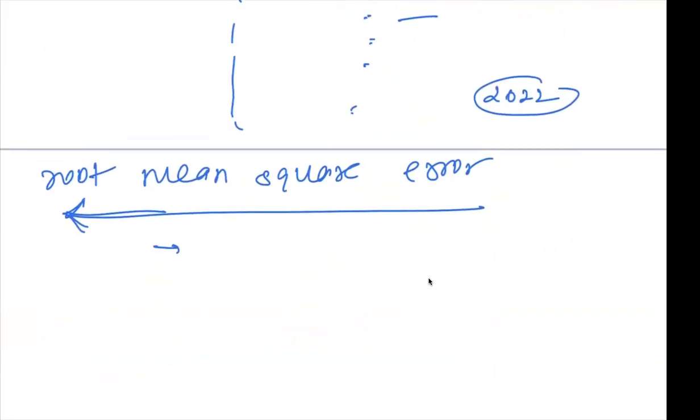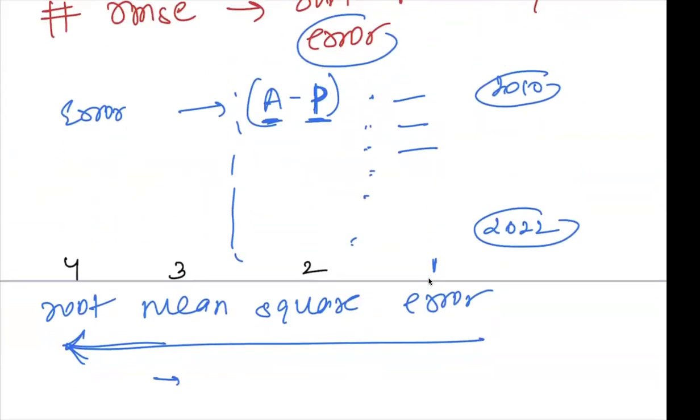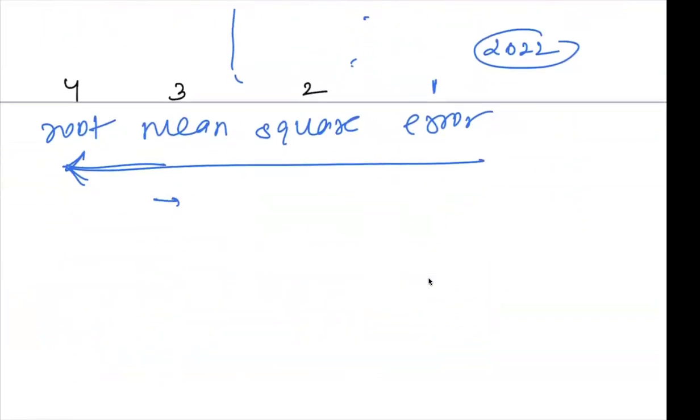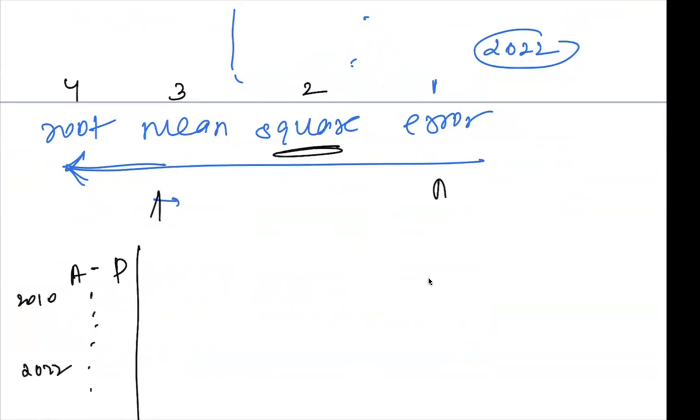So first we'll calculate the error, then we'll square the error, then we'll take the mean, then we'll take the root. So now what have you got here? The error term, actual minus predicted, for 2010 to 2022. Now what's the second step? You will square the error. So you'll just square these errors.